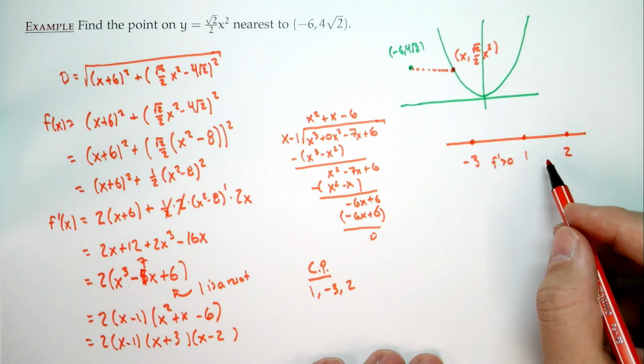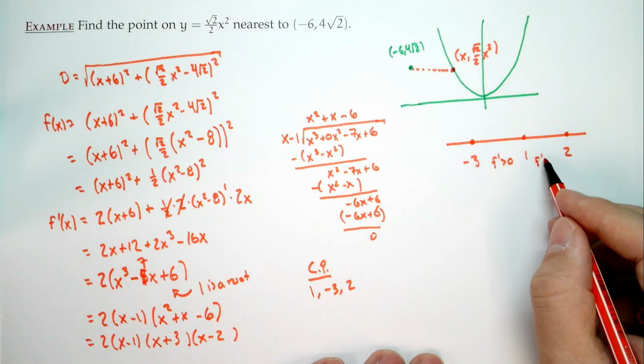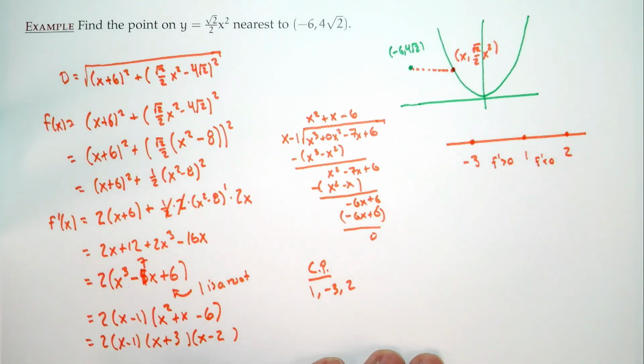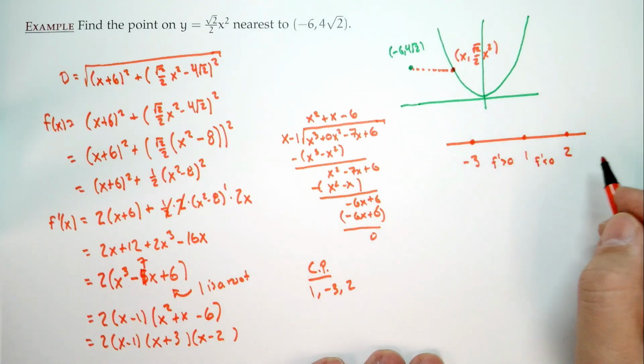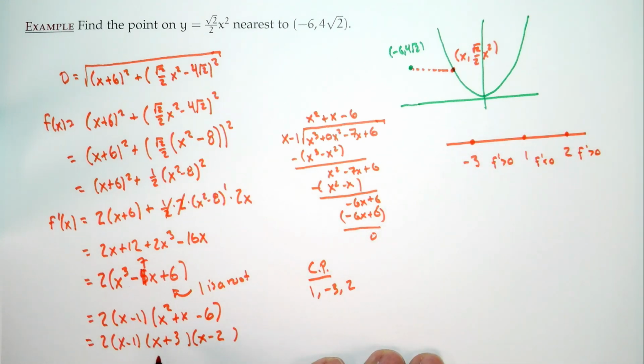If you plug in something between 1 and 2, say 3/2, positive, positive, negative. So f prime is negative. Plug in something bigger than 2, say 100: positive, positive, positive. So we're increasing. Plug in something really negative, say negative 100: negative, negative, negative.